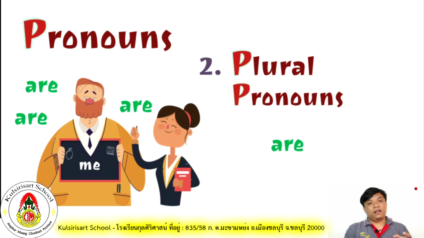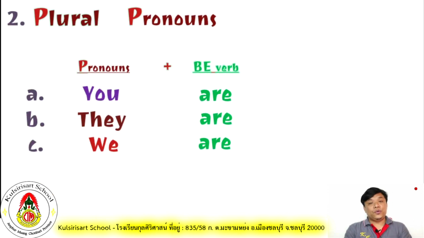But for plural form, we always use the verb to be are. Never use am and is. Okay? So in plural form, you will always use the verb to be are. Okay, remember, you, they, and we. We use verb to be are. Okay, you are, they are, and we are.